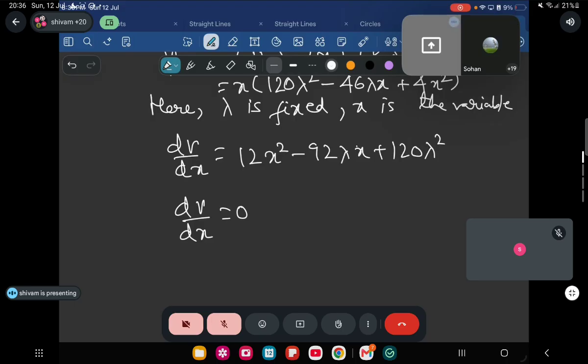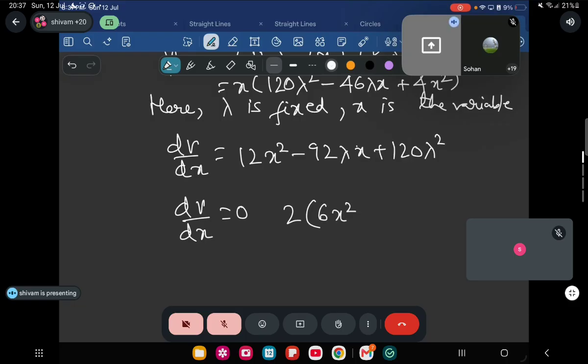X is 10. Let me see. 12x square minus 92 lambda x. 5. So, 5, it's the answer. Wait, let me see. No. Something we can take common. Tell me, 2 we can take common.